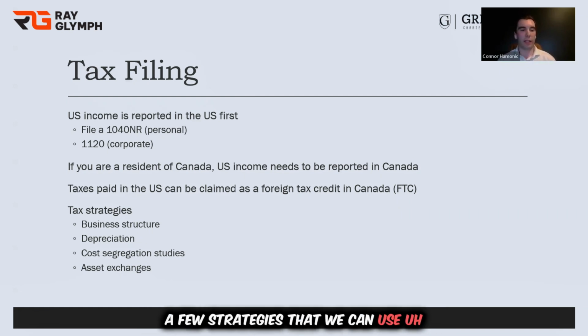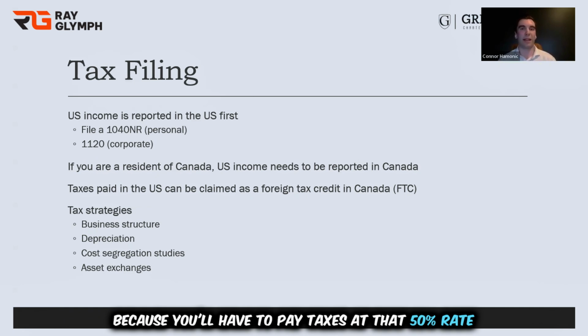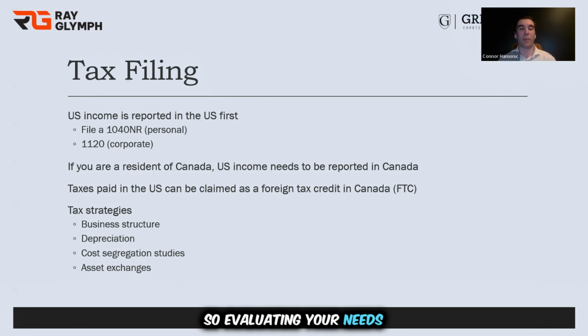A few strategies that we can use to reduce the taxes that you're paying: the first is the business structure, as we talked about. We might not want to incorporate in Canada because you'll have to pay taxes at that 50% rate. So evaluating your needs and picking the right business structure can help in reducing your tax.